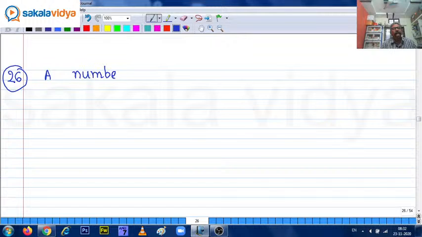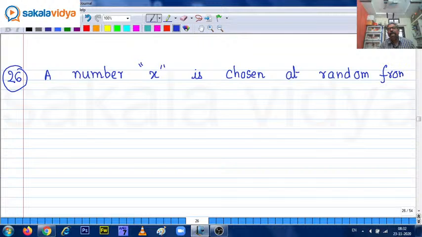A number x is chosen, selected, at random from -4, -3, -2, -1, 0, 1, 2, 3, 4.